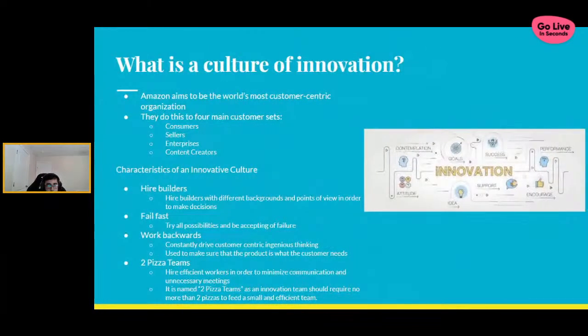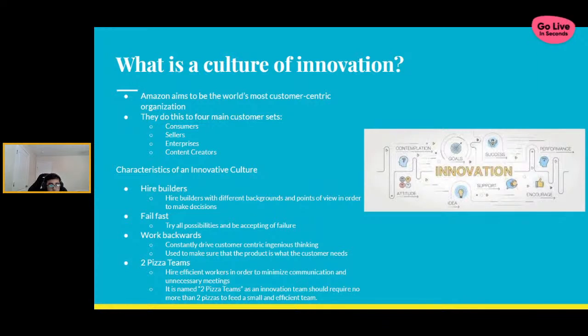Okay, so what is a culture of innovation? Amazon, as an example, aims to be the world's most customer centric organization, and they do this to 4 main customer sets: consumers, sellers, enterprises, and content creators. So, characteristics of innovative culture. So, there are 4 characteristics: hire builders, fail fast, work backwards, and 2 pizza teams.